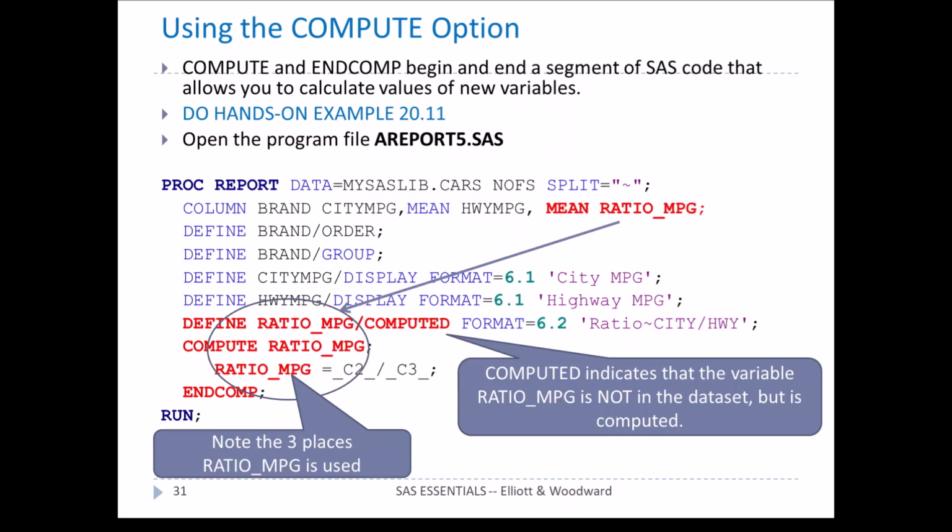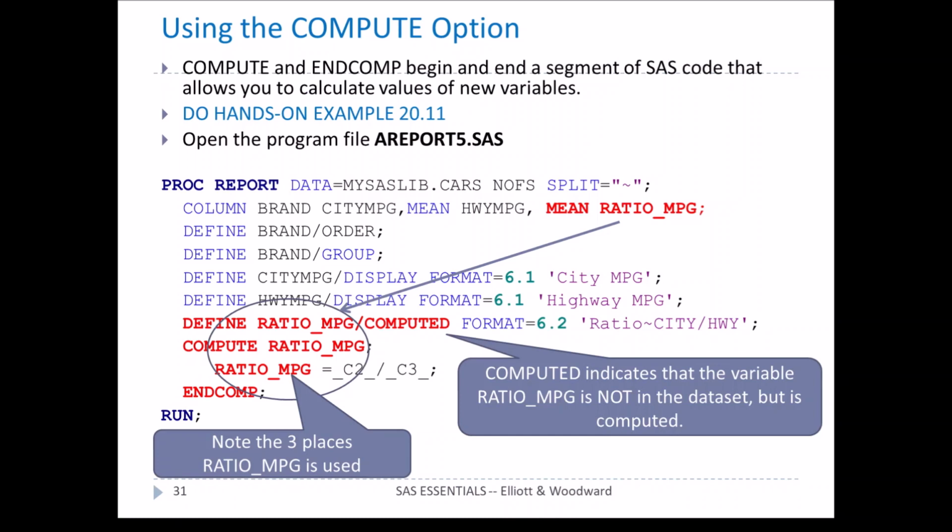The way it's going to display it is we have to define that. So here we have define ratio miles per gallon /computed. We're telling SAS, okay, there's not a variable called ratio miles per gallon, but I'm going to compute it, and I'm going to give it some formats, etc. Now we have to tell SAS how to compute it. We do that with this section where we start with compute and end with endcompute.